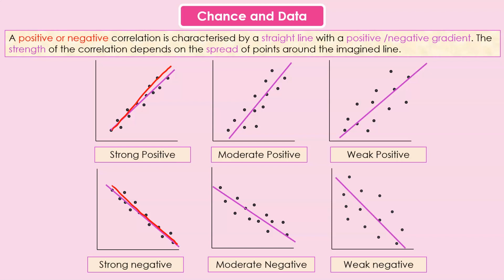Again, it's not a hard and fast rule. There are other ways to describe strong, moderate, weak. And also, it's very subjective if you've got nothing to compare it to. In some scenarios, this moderately spread positive graph could be described as strong, or it could be described as weak when compared to another graph.